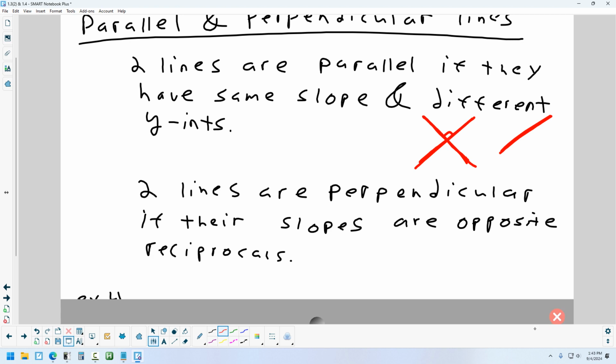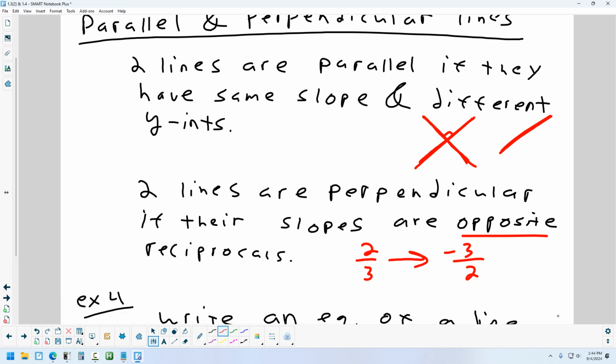So if you had a line with a slope of 2/3, what would be the opposite reciprocal of 2/3? 3/2 is the reciprocal, negative 3/2. So if you drew those 2 lines with those slopes, they would be perpendicular. So perpendicular, opposite reciprocals.